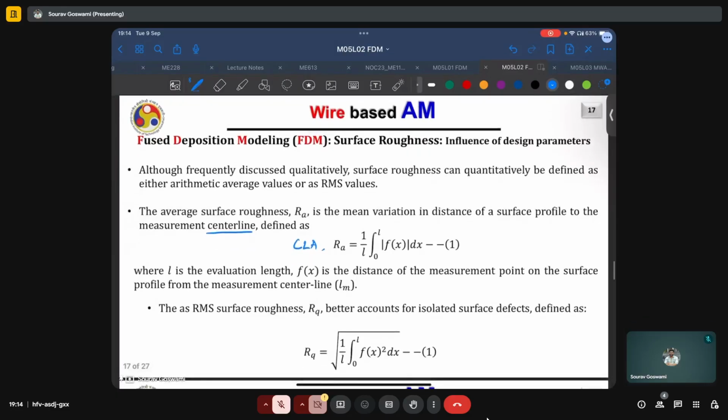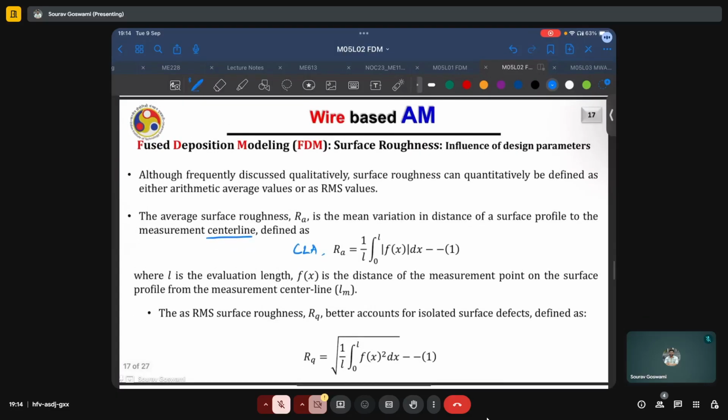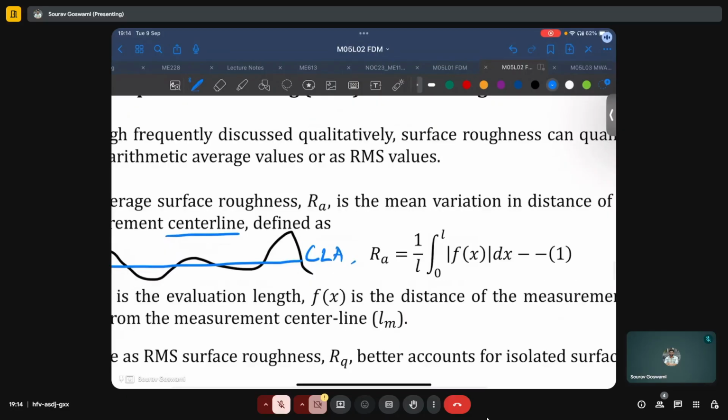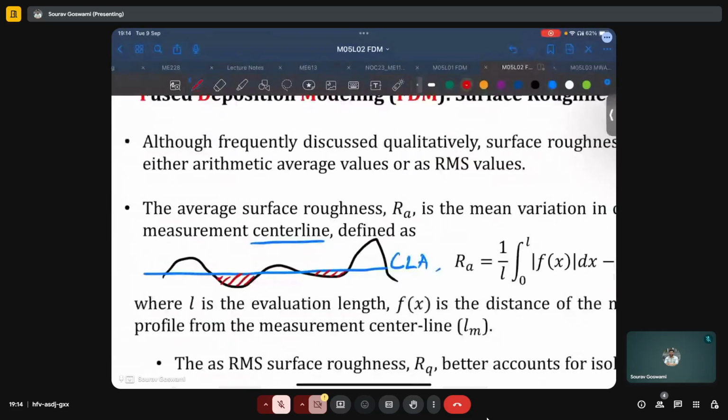But what is the center line and how is it defined? Once a profile has been given to us, it is our job to first fit a center line, which is basically a line which has equal areas above and below it. So the line which I have just drawn may not be a very good center line, but this may be. The center line has equal areas below and above it.